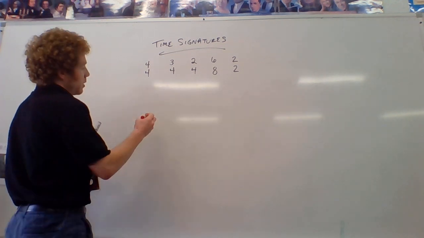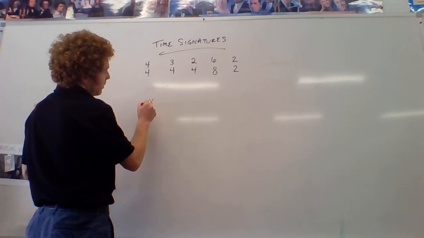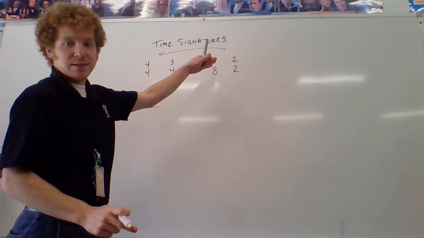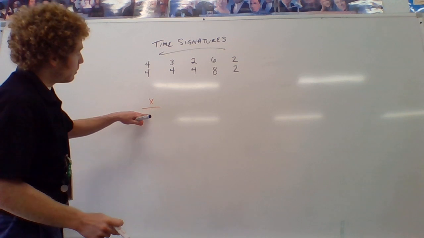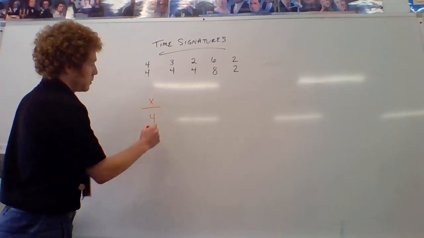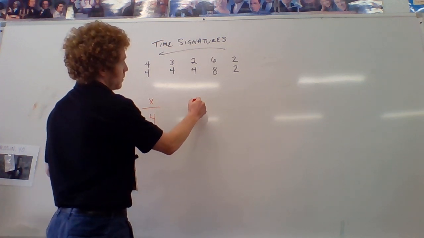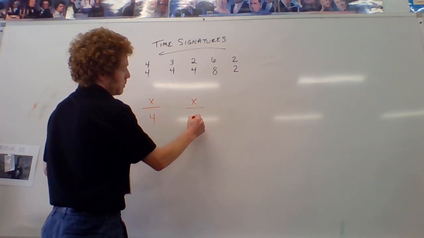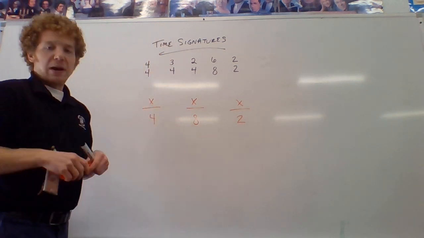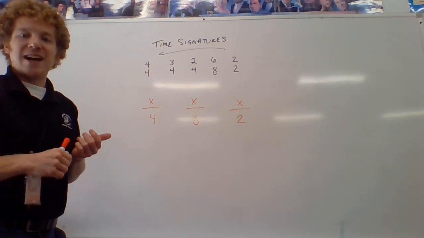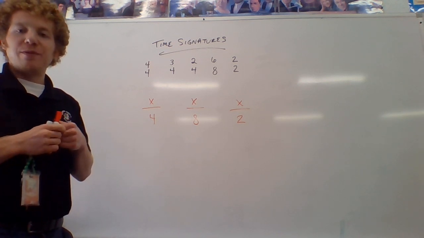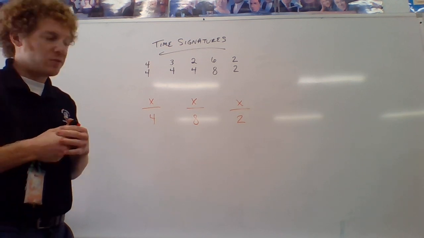Okay? So we'll have a fraction x. So it can be any number on top, that's our x. And then put your bottom number here. This bottom number is going to tell us what type of note gets the beat. Okay, what type of note gets the beat? And this isn't as confusing as it seems.